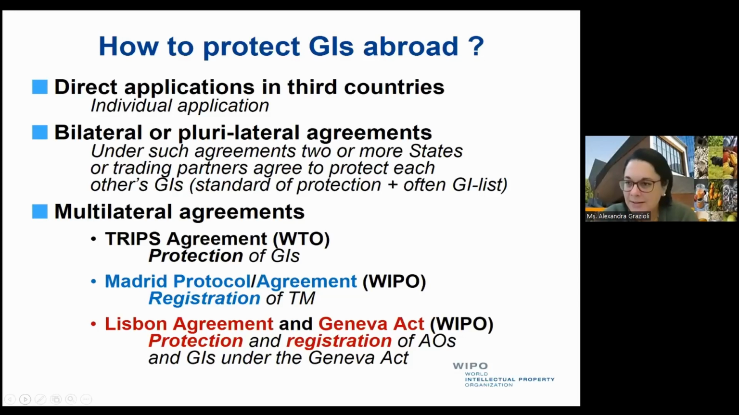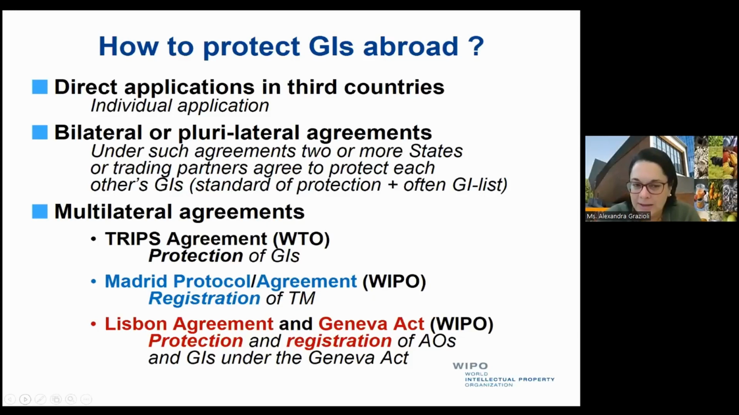We then have at international level the TRIPS Agreement, which fixes a minimum level of protection for GIs and also defines internationally the concept of geographical indication. And then if we move to WIPO, we have two systems that can help to protect geographical indications internationally.